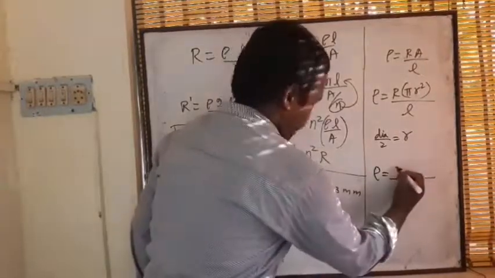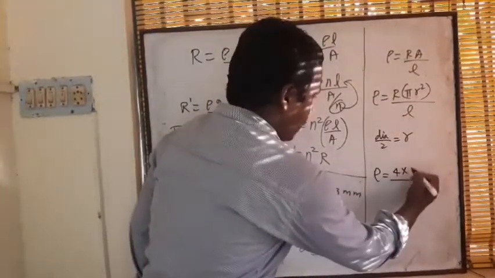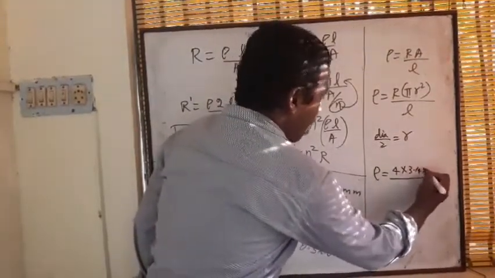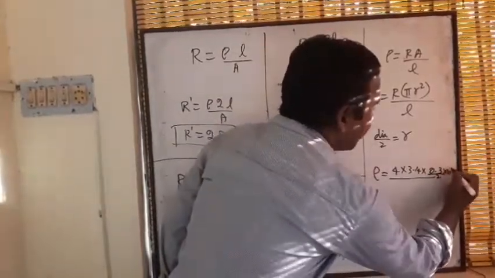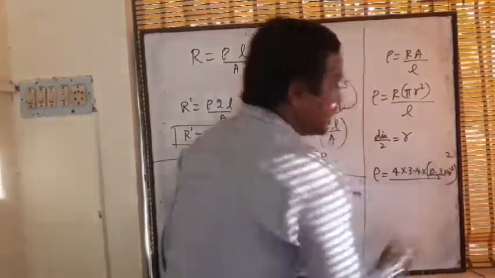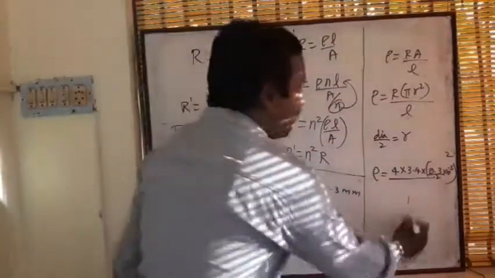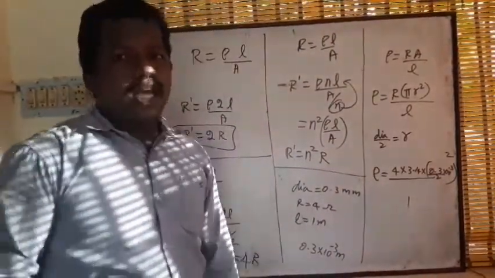So we know R is 4 ohms. We know pi is 3.14. r square is 0.3 divided by 2 into 10 power minus 3, whole square. The length will be 1 meter. From this calculation we are going to get the resistivity.